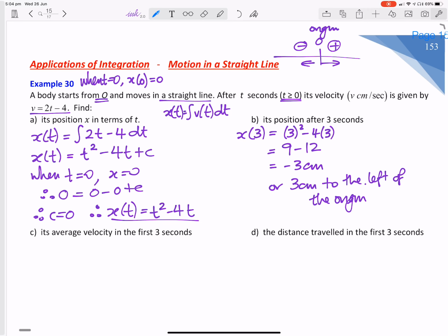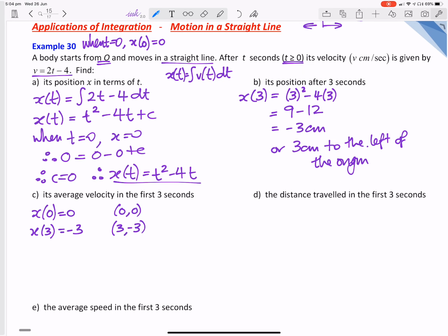Okay, now it says the average velocity in the first 3 seconds. So we've got to get our starting position, x of 0, which is 0, so we've got the point 0, 0, and we know x of 3 is negative 3. So we get 3, negative 3. Our average velocity is just our gradient between those 2 points. So even though it says velocity, we're not going to use the velocity function, because your average velocity is your change in displacement, so your change in x over your change in t.